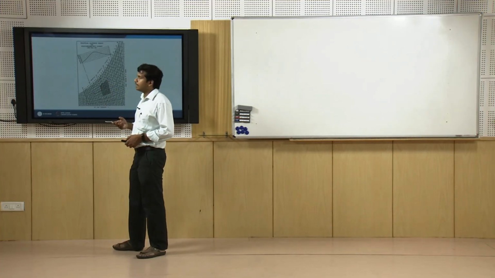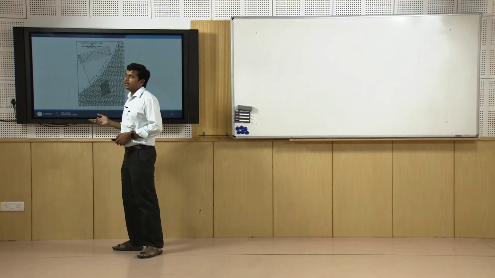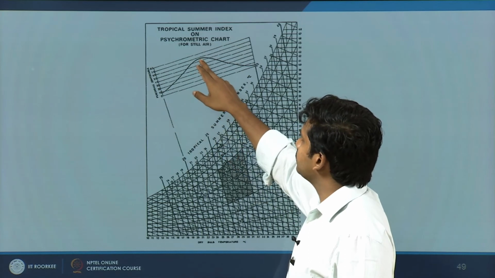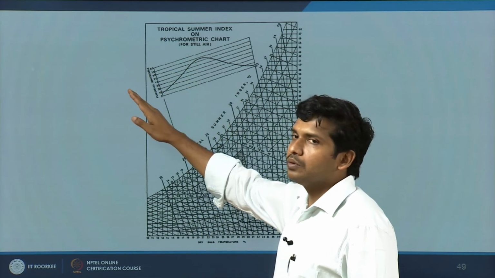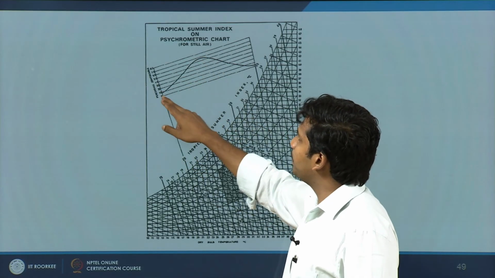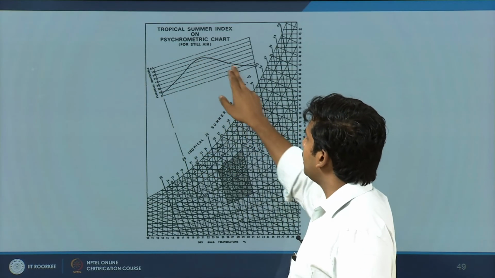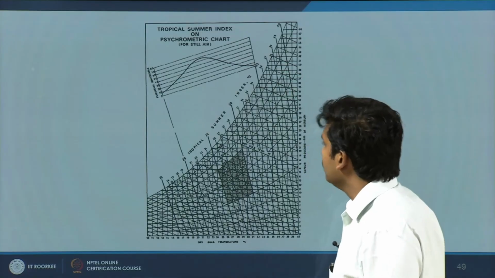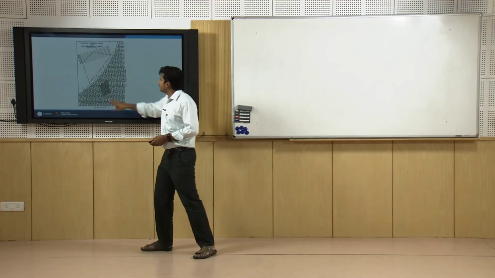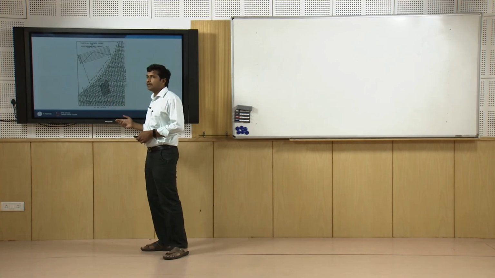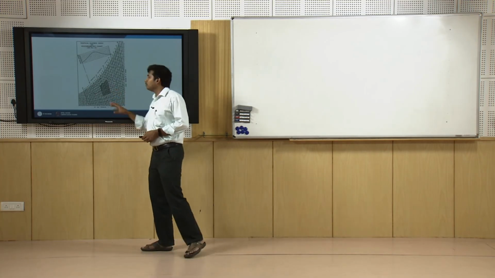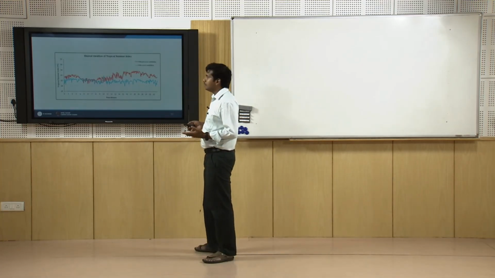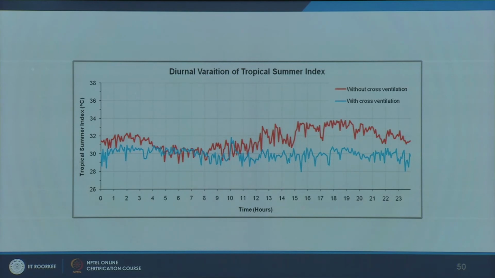Like we saw in Fanger's index, where we had percentage of people dissatisfied, here it is percentage of people comfortable, and it is a bell shaped curve. As the tropical summer index drops, that is, it goes towards the lower temperature side, the number of people feeling comfortable drops. Similarly, when the temperature goes up, the number of people feeling comfortable also drops. So typically we define comfort in this way. Again, if you have to really improve on this index, you have to include the effect of metabolic activity and clothing insulation. The effect of cross ventilation, like I said, can easily bring it down by 2.5 degrees in terms of the tropical summer index.